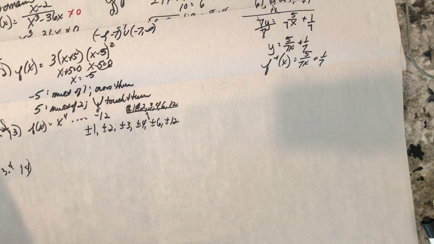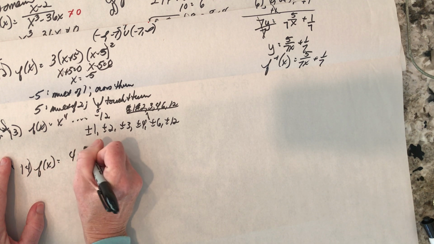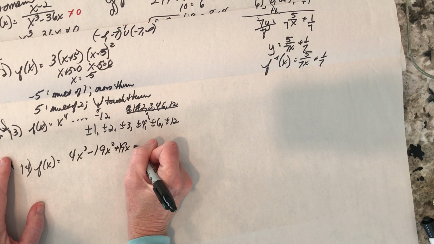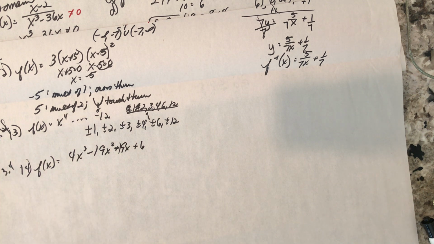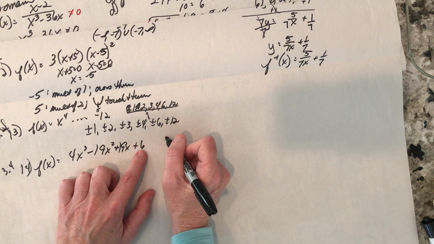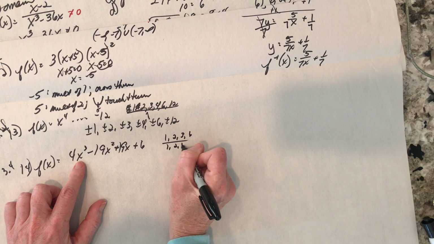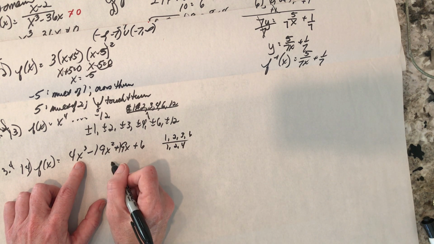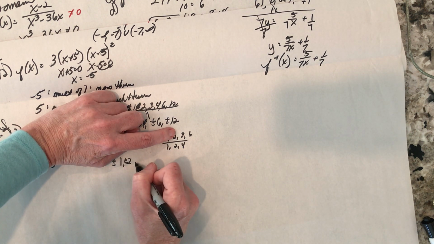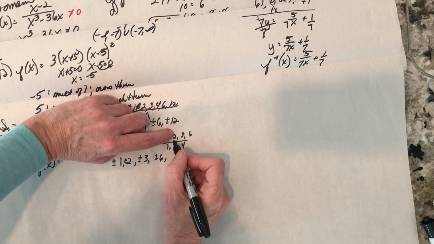Find a rational zero and use it to find all the zeros. Okay, so we have f of x equals 4x to the third minus 19x squared plus 19x plus 6. So, using the previous problem to find what the possibles are, we know that what goes into 6 is 1, 2, 3, and 6. What goes into 4 is 1, 2, and 4. So our total possibilities are 1 over 1, 2 over 1, plus or minus 3, plus or minus 6.